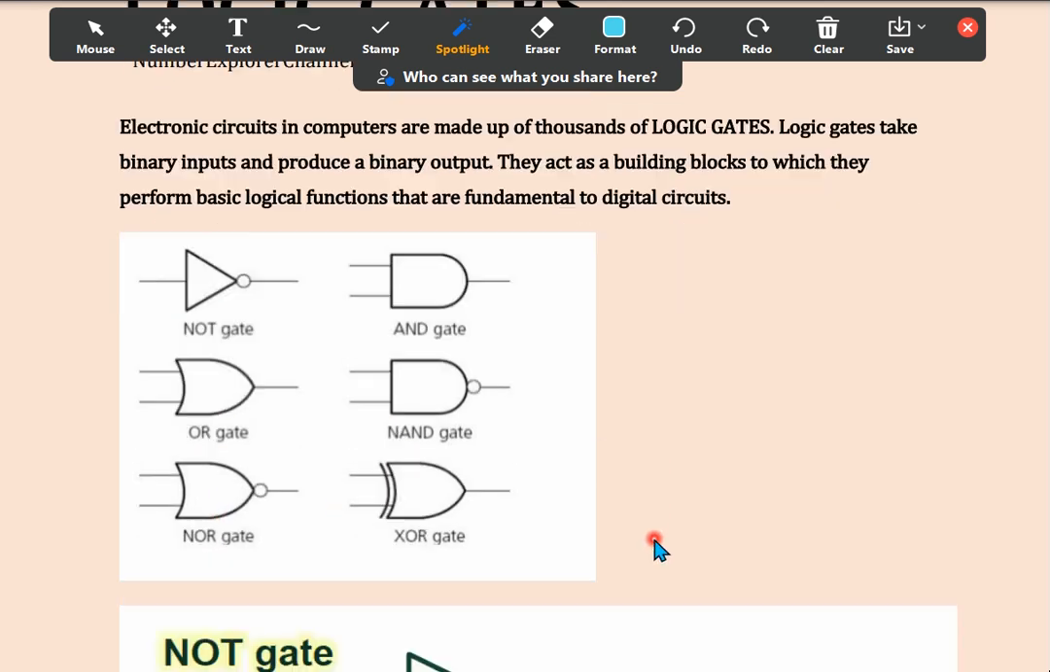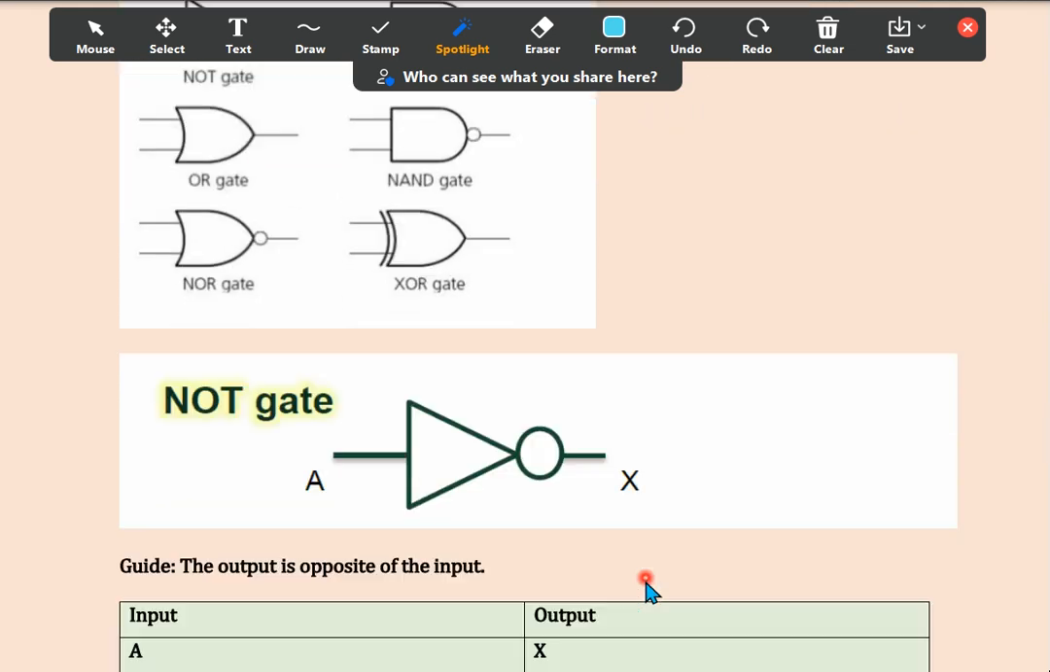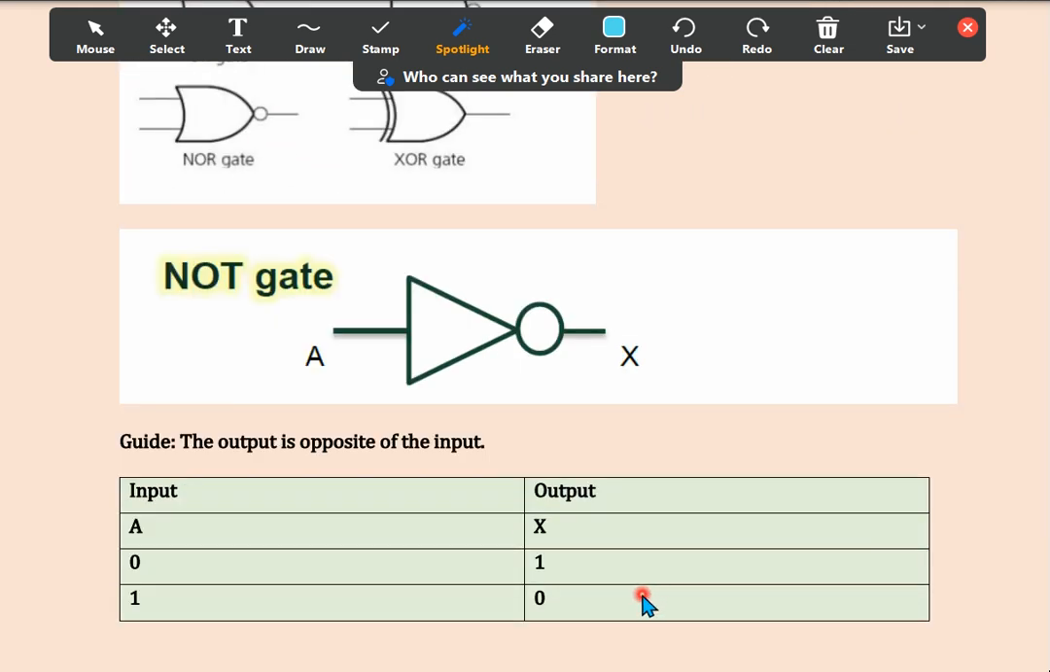Let us start with the NOT gate. This is the symbol for the NOT gate. It only contains one input to have an output of X. In this case, we have input A with the output of X. How does this NOT gate work? Very simple. The output is just the opposite of the input.